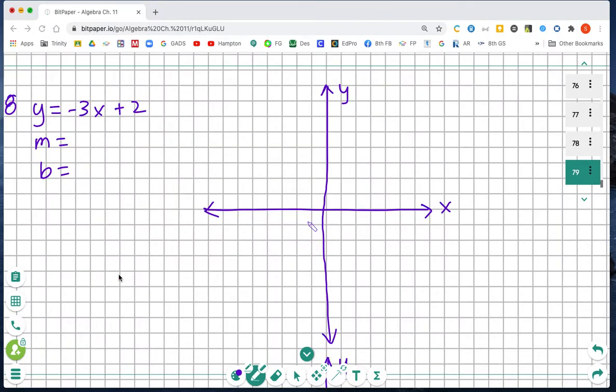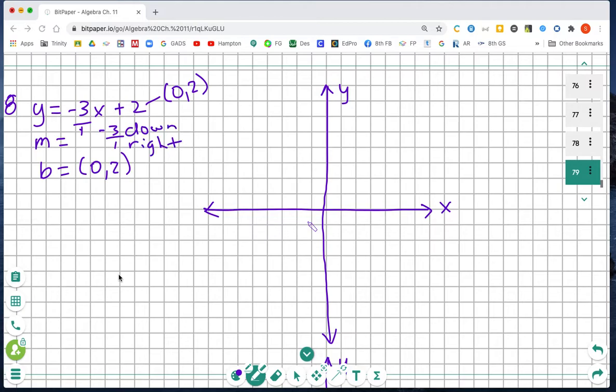Now we're going to do some graphing. So this equation is already in slope-intercept form. So we can find our starting point, or our y-intercept, which is going to be 0, 2. Our slope is negative 3 over 1. Negative 3 is down, and to the right 1.